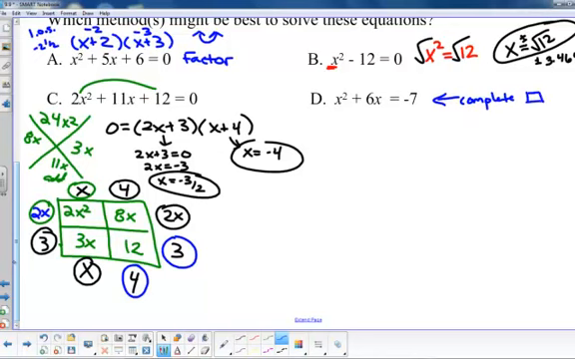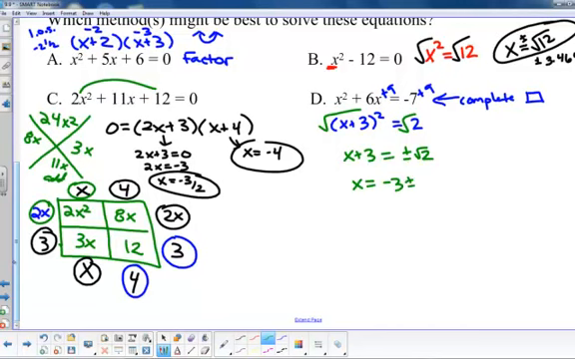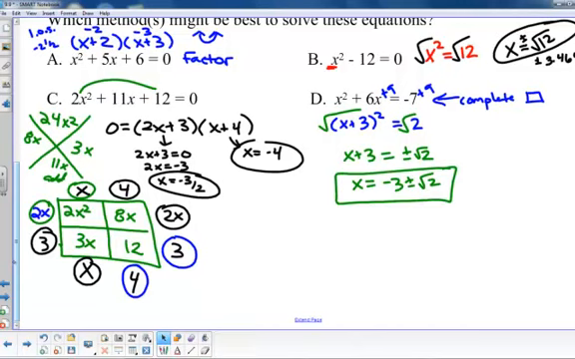So half of 6 is 3. So on the left here, we're trying to figure out how to make it an x plus 3 squared, which means we're going to have to add 9 to both sides. So x plus 3 squared equals 2, and then you square root both sides. So x plus 3 will equal plus or minus square root of 2. So x will equal negative 3 plus or minus square root of 2. You can leave it just like that. You could get the 2 decimals.